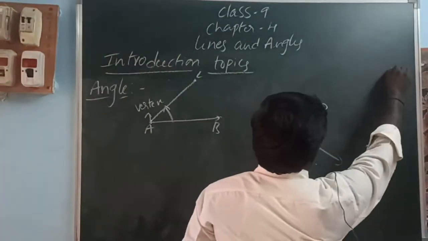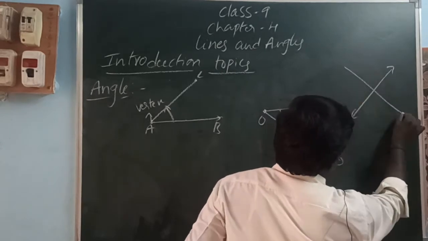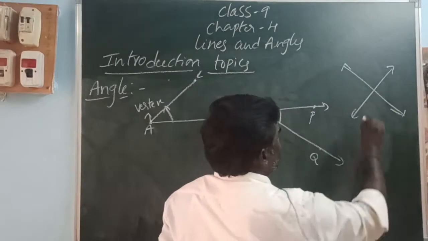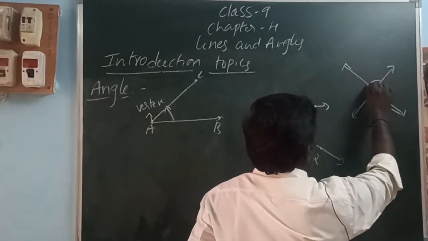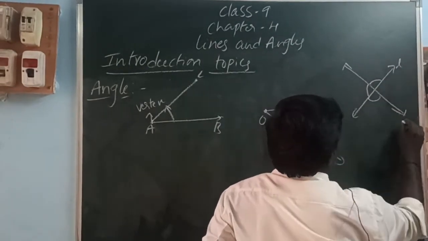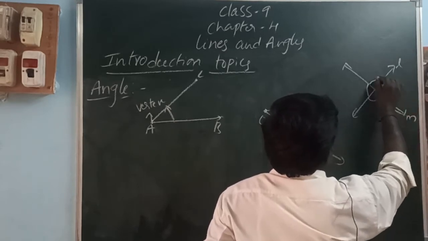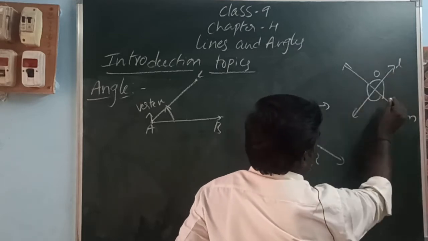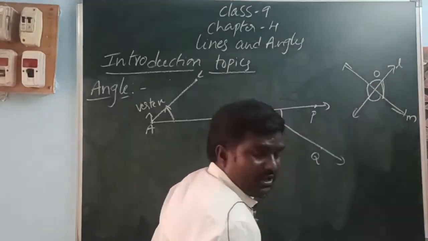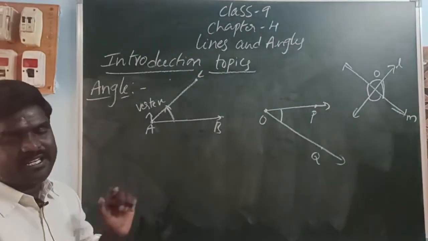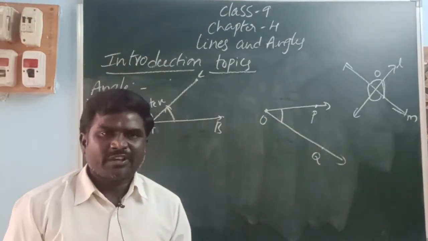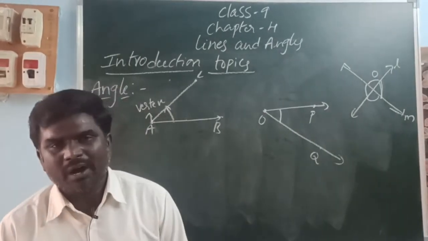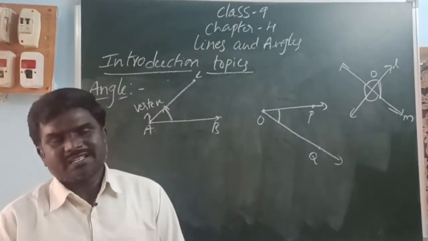Next, this is one line and this is another line. The line is moving from the other line. How much distance is it moving? That is called angle. Let us take this as line L and this as line M, both meeting at point O. The line L is moving from line M, and that distance is called angle. Another definition: the amount of rotation of any two line segments, rays, or lines at one common point is called angle.